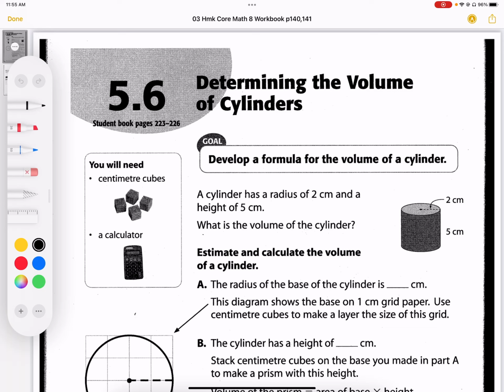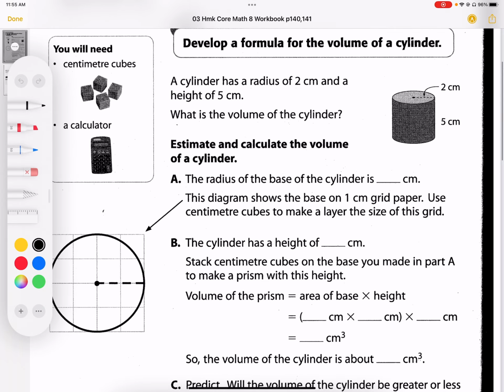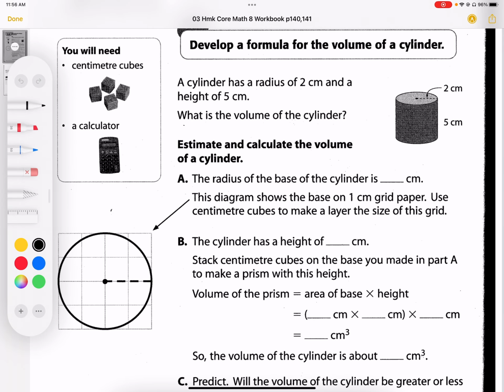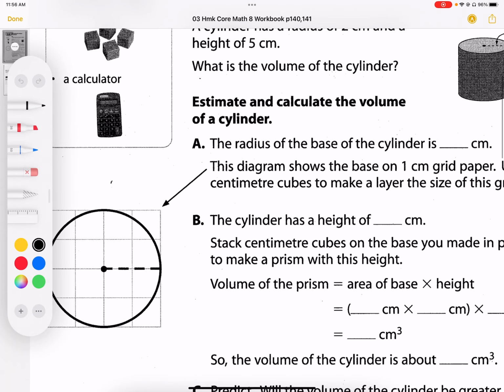So the volume of a cylinder, again, we're going to use the area of the circle and give it some thickness. So this cylinder has a radius of 2 centimeters and a height of 5 centimeters. What's the volume? So looking at right here, the area of the circle. The radius of the base of the circle is going to be 2 centimeters.